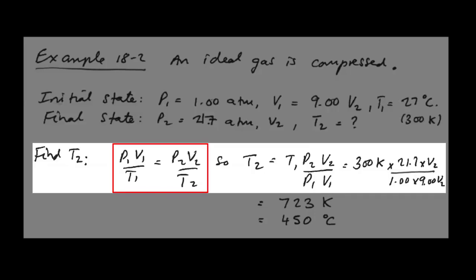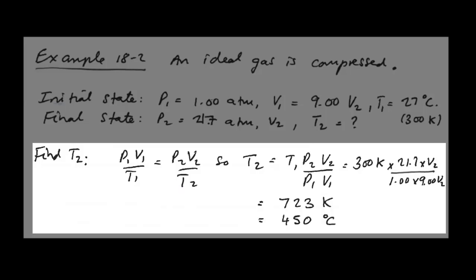So we use the formula P1V1 over T1 equals P2V2 over T2 and solve for T2 to get 723 Kelvin, which is 450 degrees centigrade. Note that because V1 is 9V2, V2 cancels out, so we don't need to know the values of the volume.